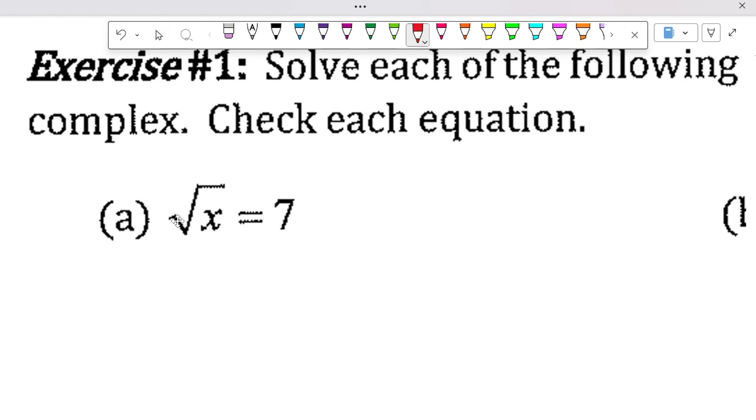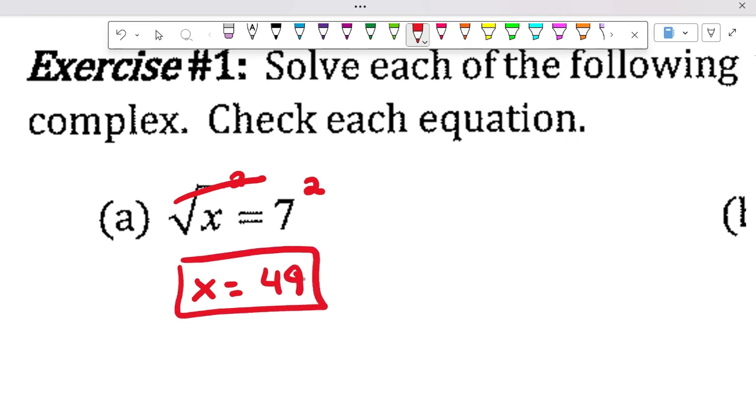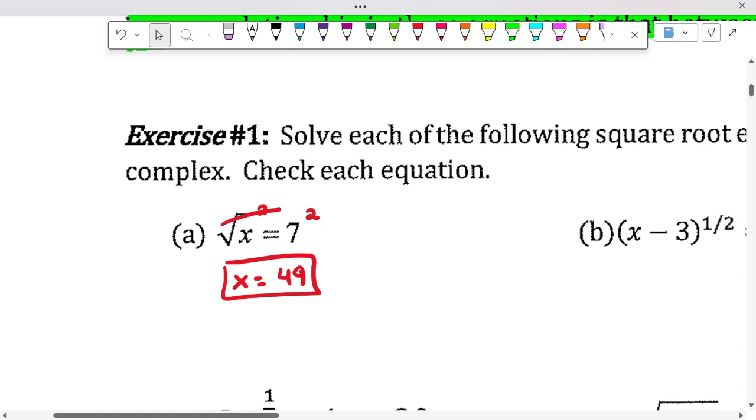So to solve for x, the only thing I need to do is get rid of that square root. How do I get rid of it? Square it. So I'm going to square both sides. The square and the square root cancel out. I have x is equal to 7 squared, which is 49. And is it not true if we plug 49 back in for x, the square root of 49 is 7? So is the square root of 49 7? Yeah. So that's a very, very basic one.